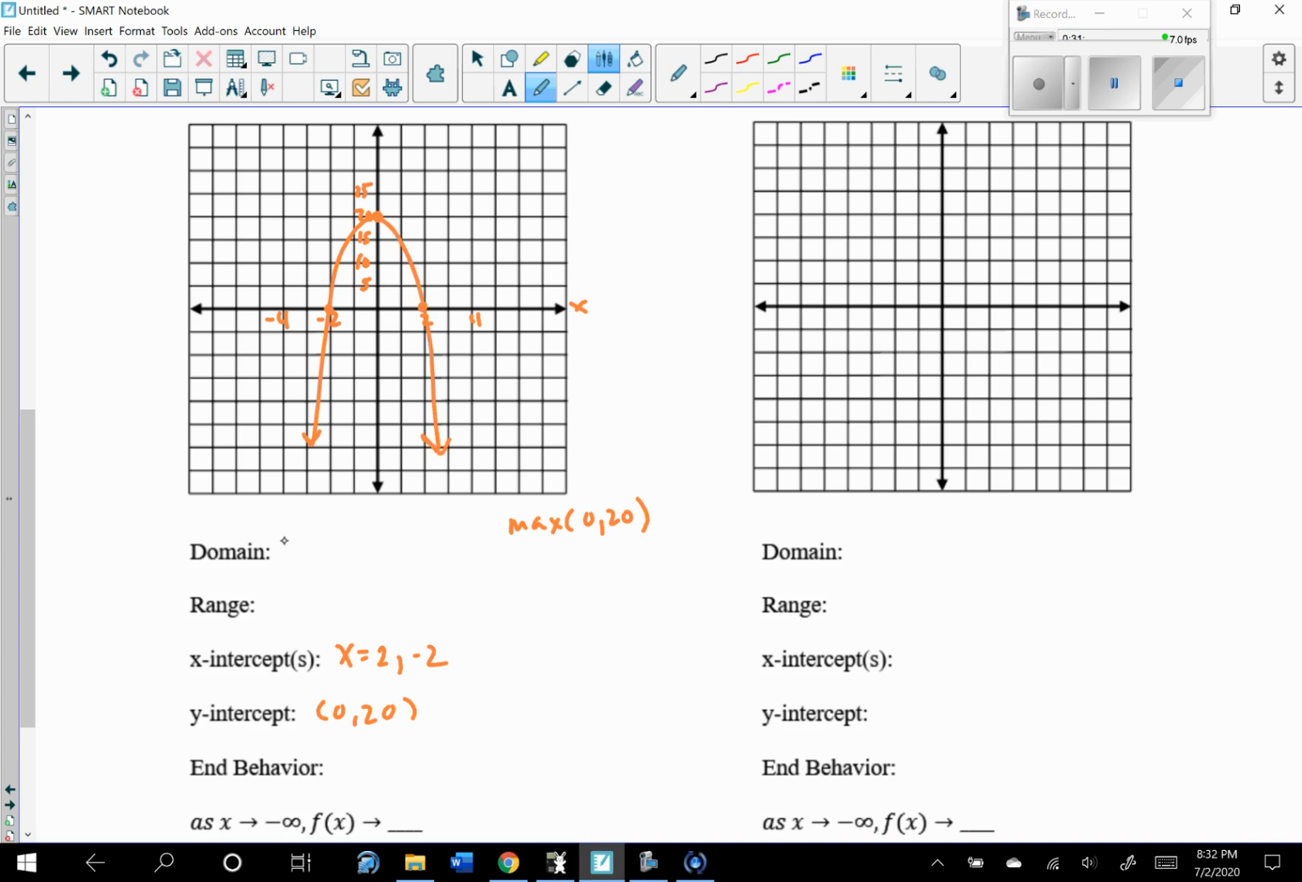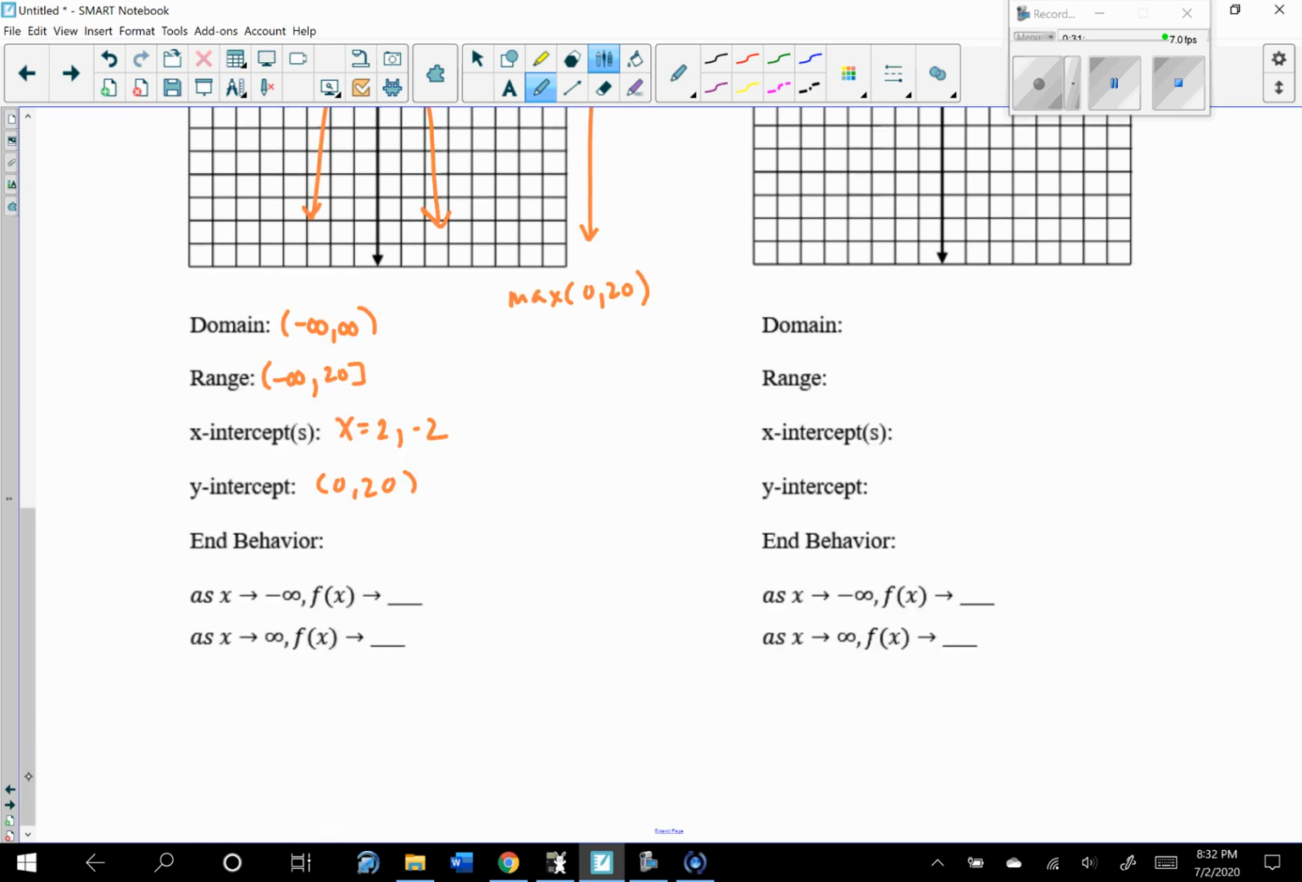What's the domain? We can plug anything in for a polynomial function, so all real numbers. The range would be negative infinity because it goes from here up to here is the highest. So (-infinity, 20]. So what's the end behavior? As x approaches negative infinity, your y values go towards negative infinity, and same thing as we approach positive infinity, our y values go towards negative infinity. Again, if you write f(x) or y, it's the same thing.